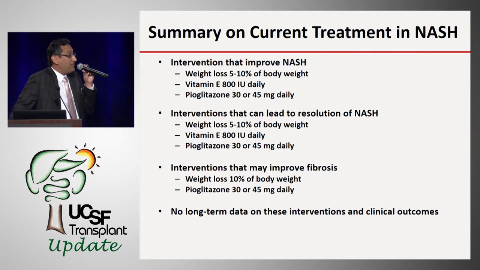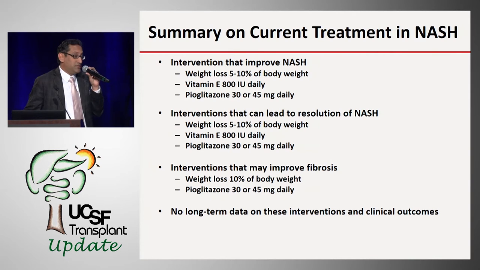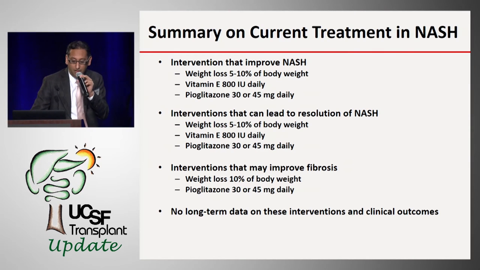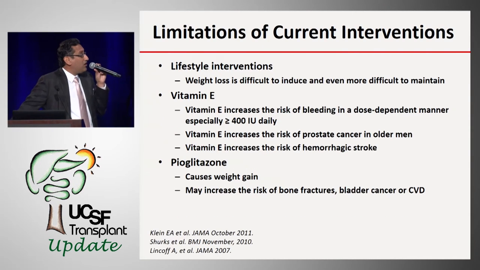Interventions that improve NASH are weight loss of 5 to 10%, vitamin E 800 IUs per day, or pioglitazone. Other studies using pioglitazone 45 milligrams show that it can improve fibrosis. Interventions that can lead to resolution of NASH are, again, weight loss of 5 to 10%, vitamin E, and pioglitazone. Interventions that can improve fibrosis are weight loss and pioglitazone, but there is no long-term data on these interventions and clinical outcomes. There are a lot of limitations.